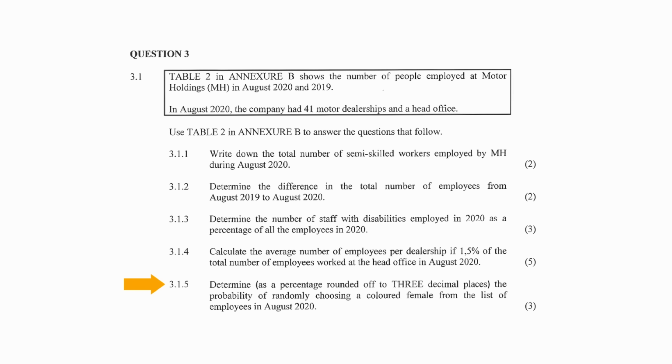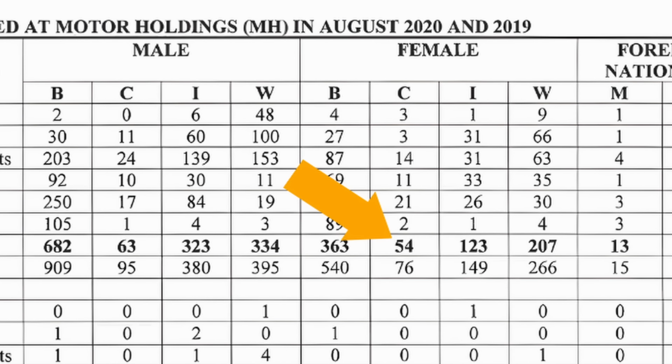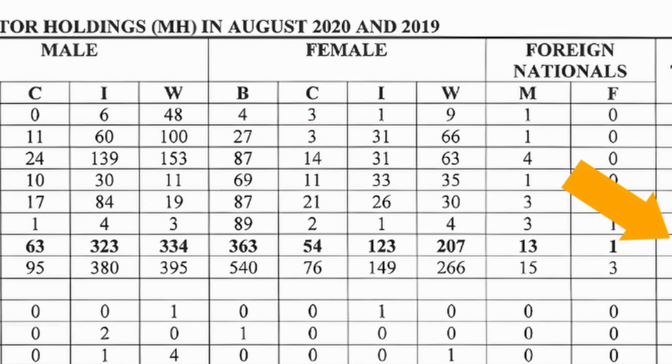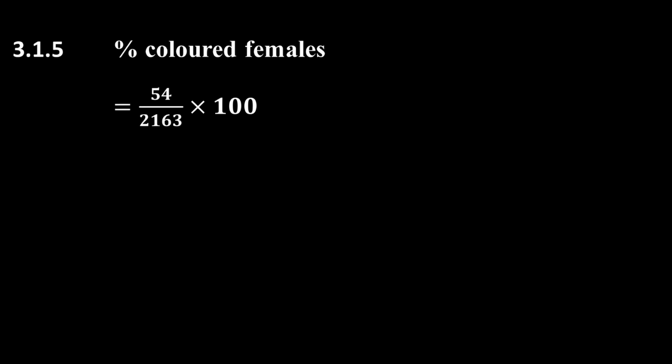In question 3.1.5, you have to determine as a percentage rounded to 3 decimal places the probability of randomly choosing a colored female from the list of employees in August 2020. From the table, the total number of colored females employed in 2020 was 54 out of the total number of employees of 2,163. Now, the probability of randomly choosing a colored female from the list of employees in August 2020 is 54 over 2,163 multiplied by 100, and this equals a probability as a percentage of 2,497%.